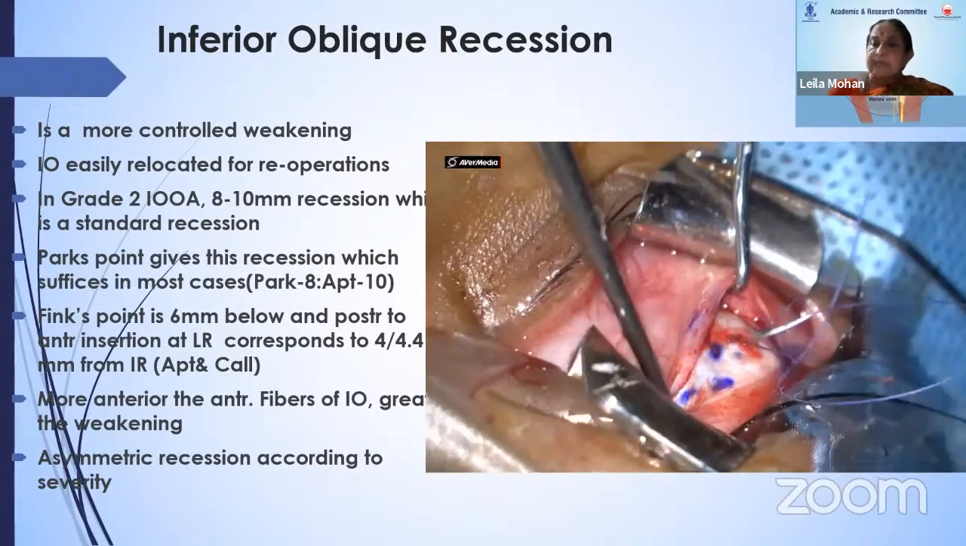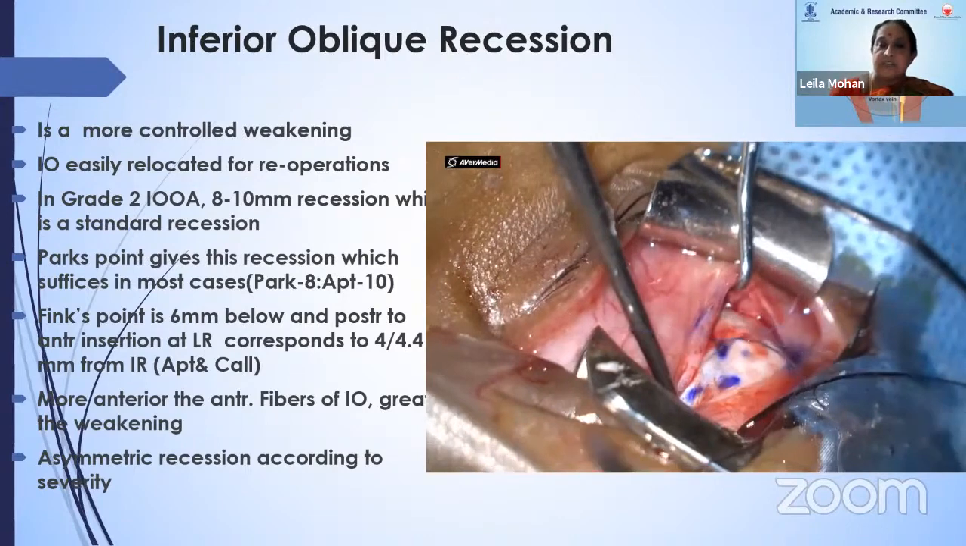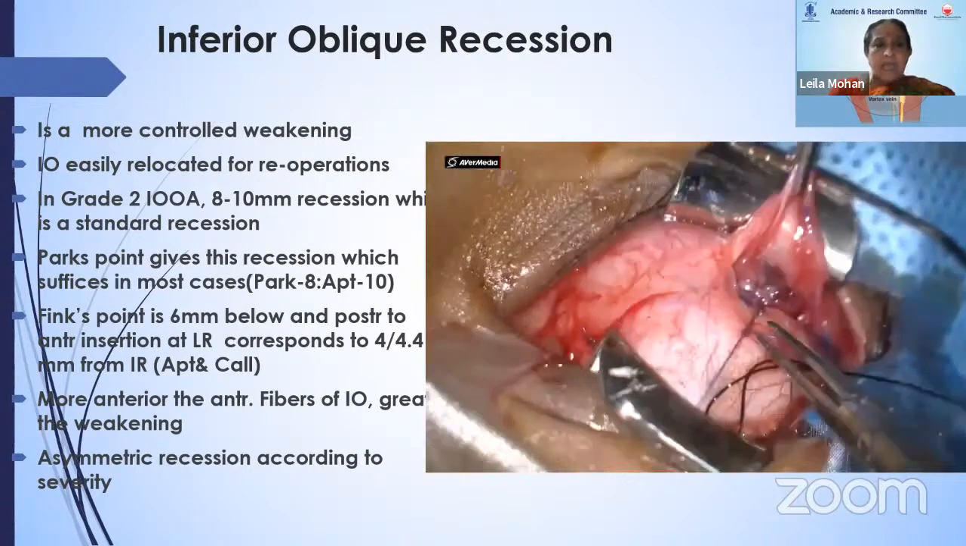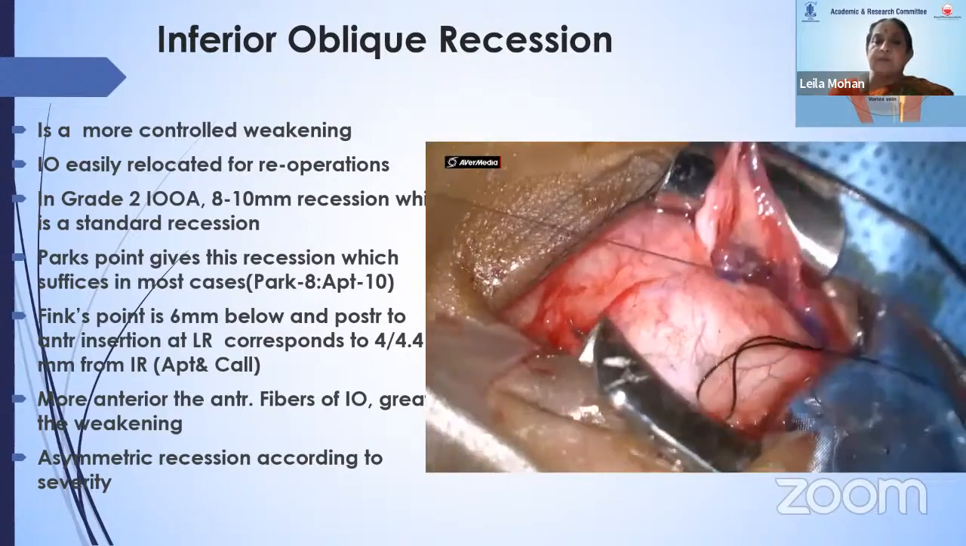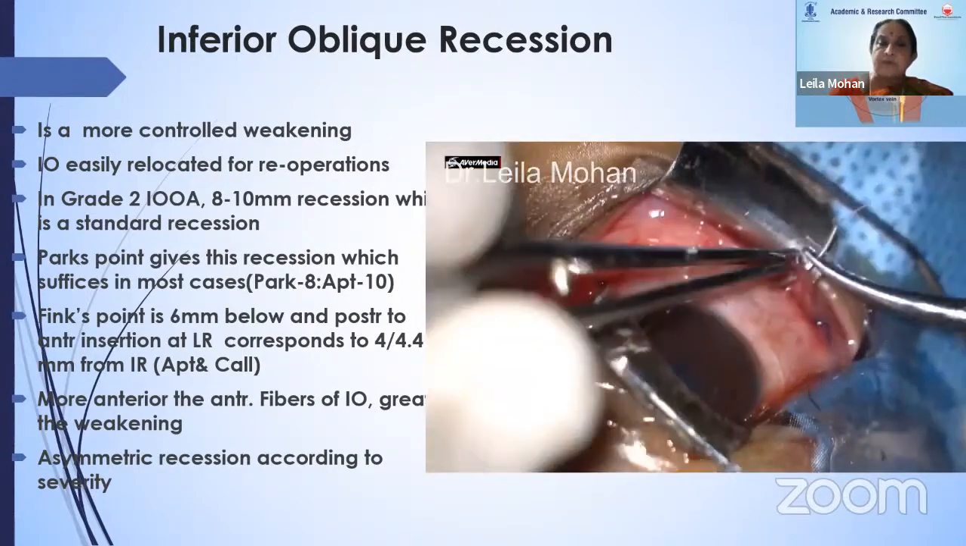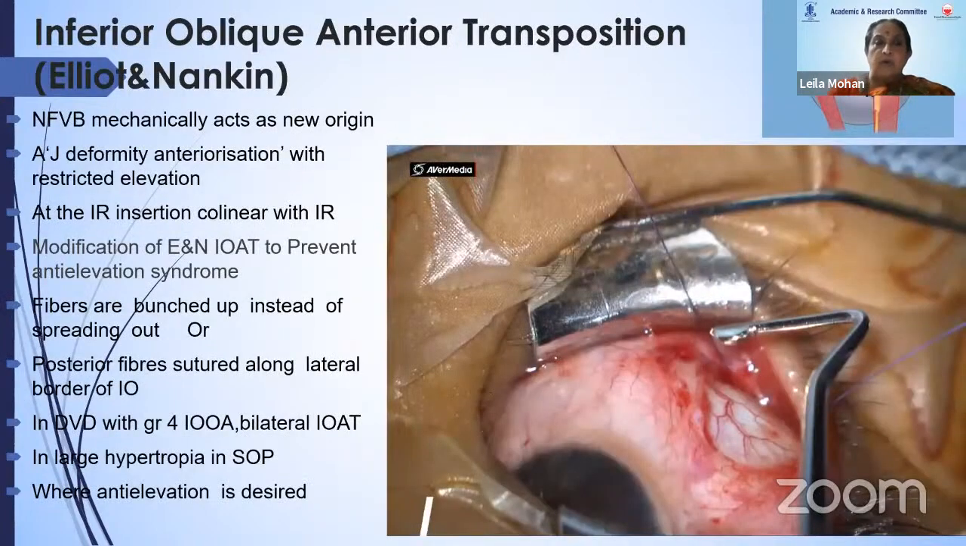Things you can even measure from the resected muscle, I mean the disinserted muscle. And Fink's point is 6 millimeter below and posterior to the anterior insertion of lateral rectus and corresponds to about 4 millimeter below inferior rectus. And the more anterior the fibers are inserted, the greater is the weakening effect. And asymmetric recession can be done according to the severity of the overaction.